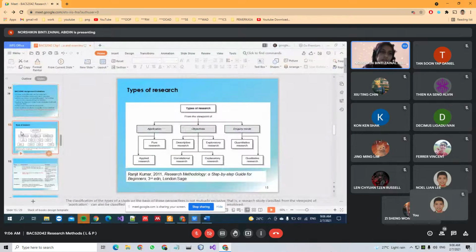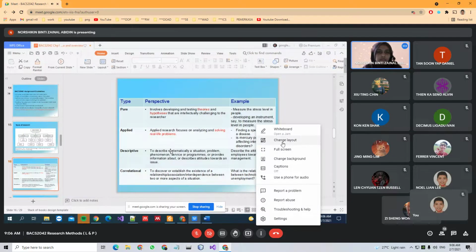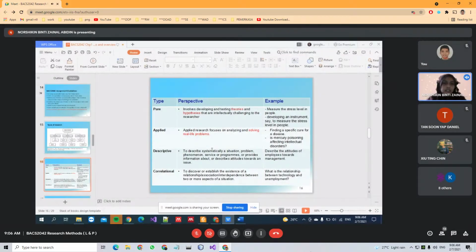So last week, I explained that for research, there are a few types of research which can be classified into a few classes. So this is the class, and this is the explanation that I think I skipped last week. So let me explain to you guys. I'm not sure which one, but I think they are one of this type of research that I skipped. But I will explain again the types of research.